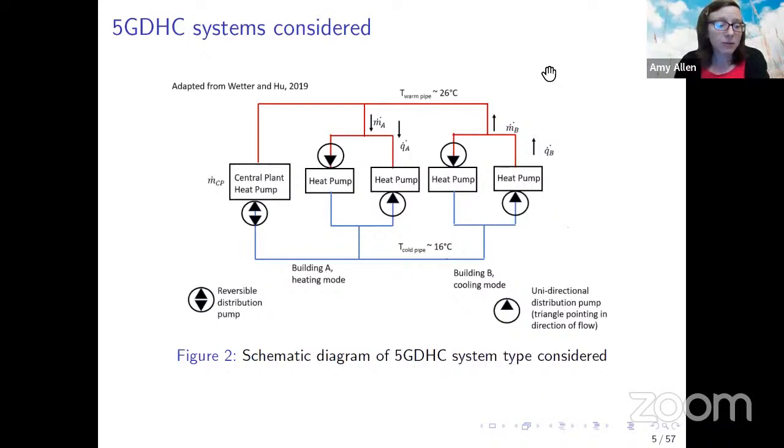And another key attribute of 5G DHC systems is that they facilitate the integration of waste heat sources at increasingly moderate temperatures, due to their moderate operating temperatures, which can make sources such as commercial refrigeration and data centers useful sources of heat for these systems, as well as facilitating integration of renewable thermal sources such as solar thermal.